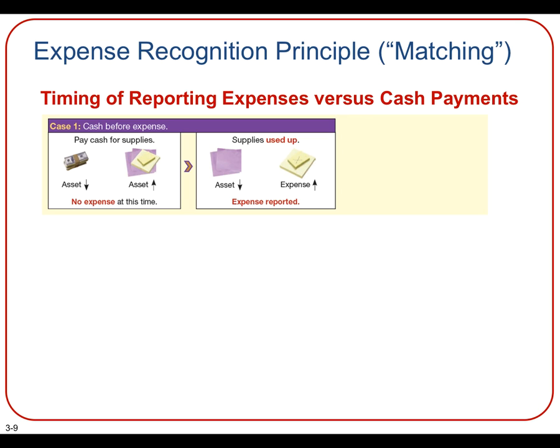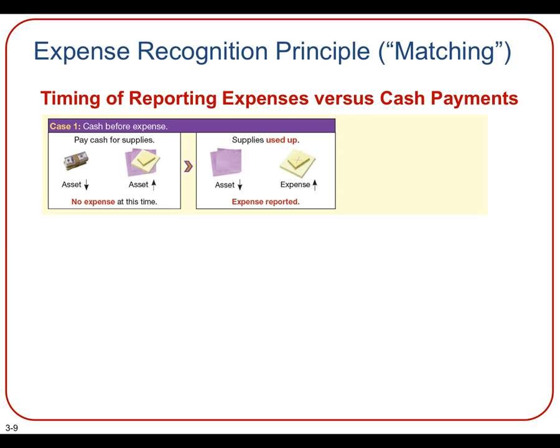So your cash also decreased because you already paid the cash for your supplier. So you have an asset increase because the supplies account is increased, and your asset decreases because your cash decreased. But did you have an expense at this time? No, you don't have an expense because you haven't used your paper, you haven't used your envelope yet. So at this point in time, there's no expense.